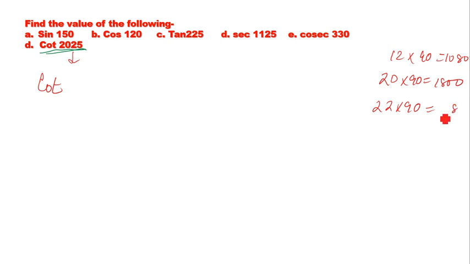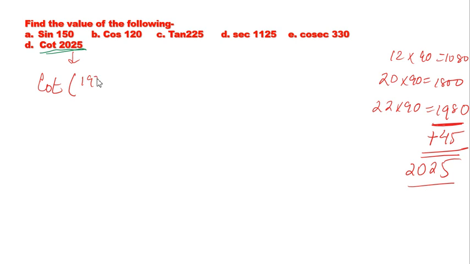1980. Correct, 1980. Now see, this is the nearest. Why? Because 1980 if you add 45, what will come? Your 2025. So what we will write straight away is 1980 plus 45. Now cot 1980 we will write as 22 into 90 plus 45.